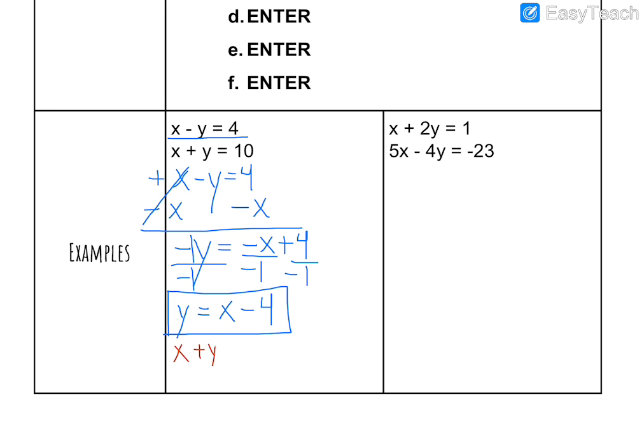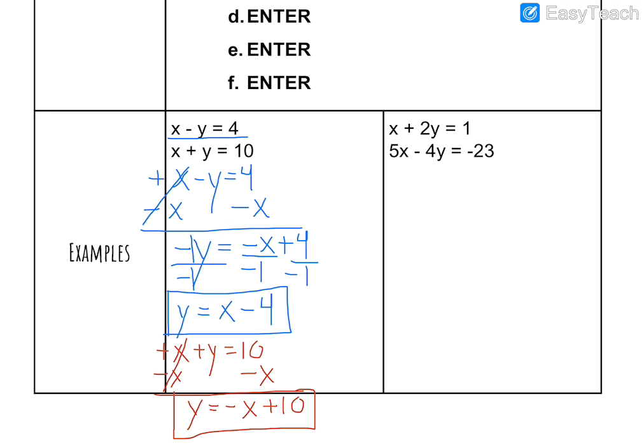Taking that second equation, this one's a little bit easier. We have x plus y equals 10. We need to move that x by doing the inverse. Again, that's a positive, so we subtract it. x minus x gives me 0. Now we're left with y equals negative x plus 10.